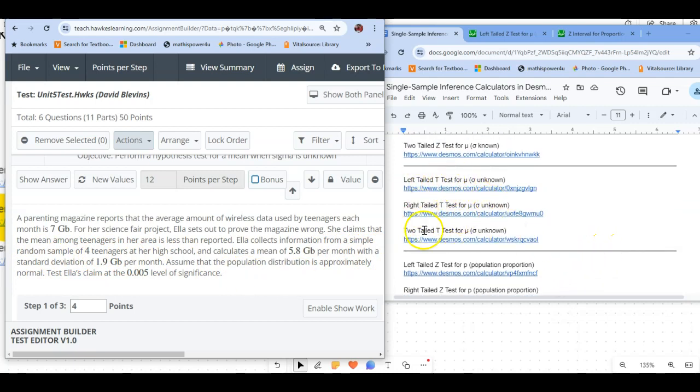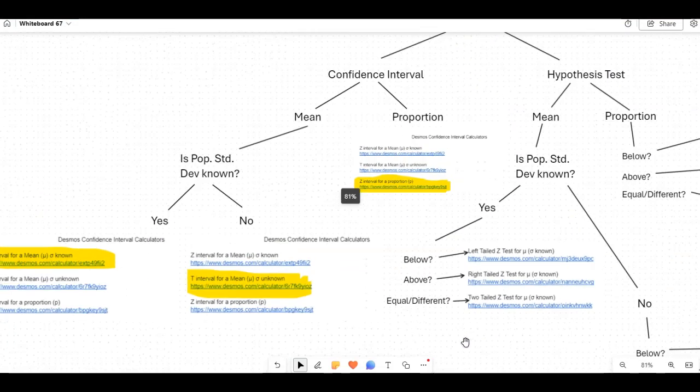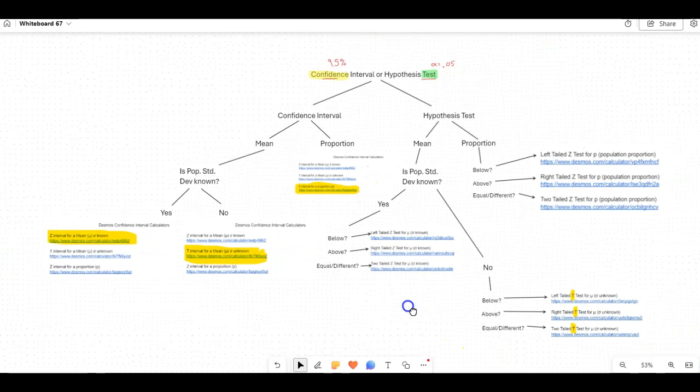So it's going to be one of these 3 calculators. And then again, I see Ella collects information. She thinks the area is less than what's reported. So this would be a left-tailed t-test. Plug in all those values. So anyway, that is the criteria, how you would use this kind of breakdown to help you with which calculator from this list of calculators to use.